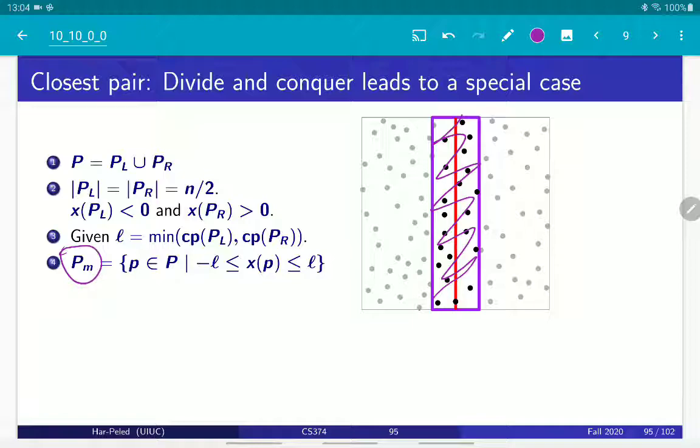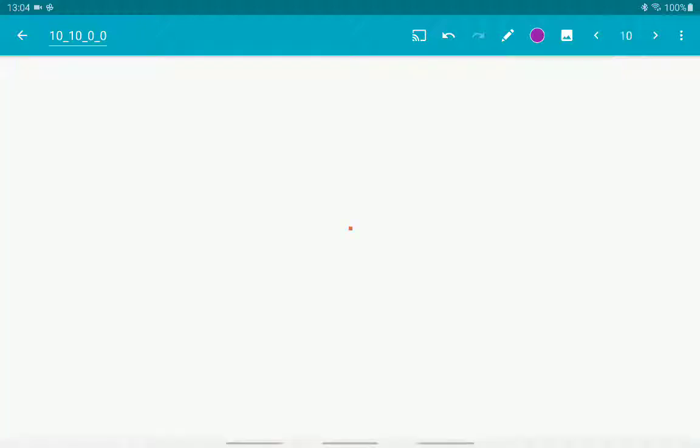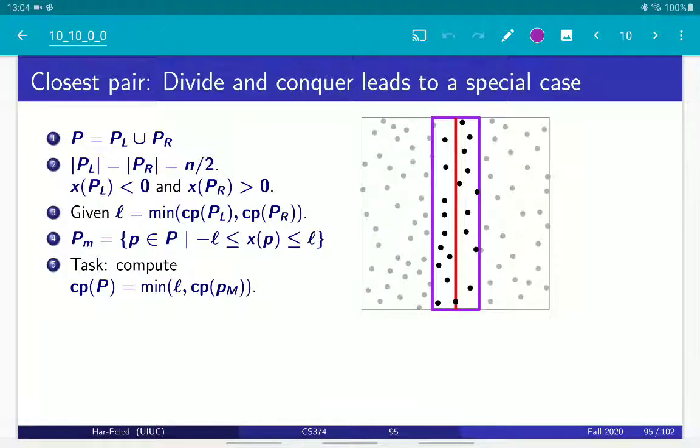Okay? And now we want to compute the closest pair distance in the set PM. Formally, what we really want to do is to compute the closest pair distance in PM and take the minimum of this with L, and this would be the closest pair distance of all the points. Right, because either the closest pair distance is realized by points to the left of the line or points to the right of the line, or by 2 points where the segment connecting them crosses this line.